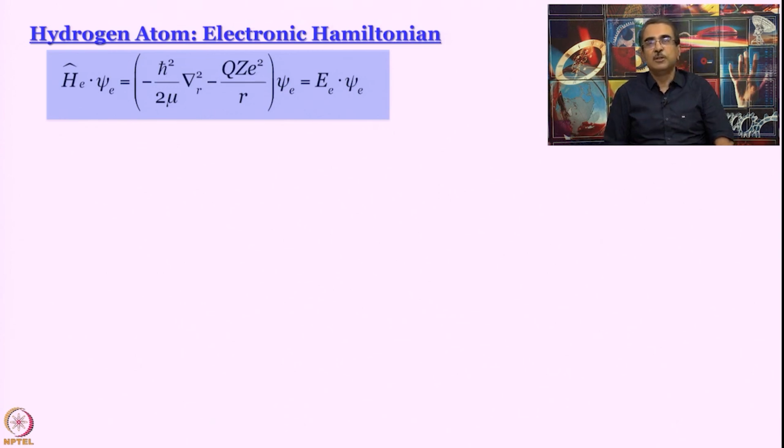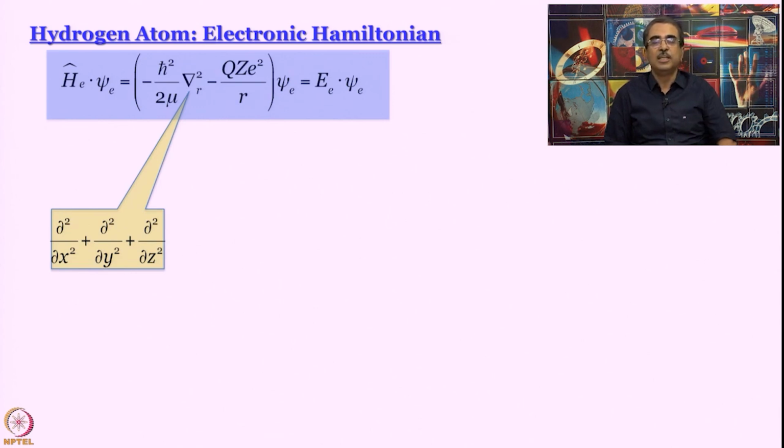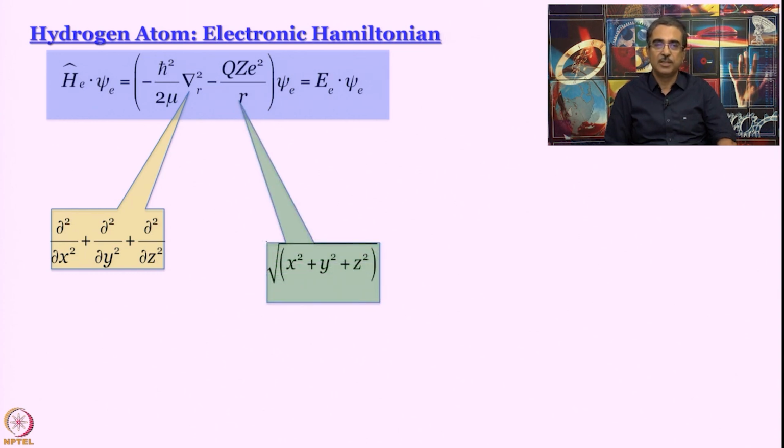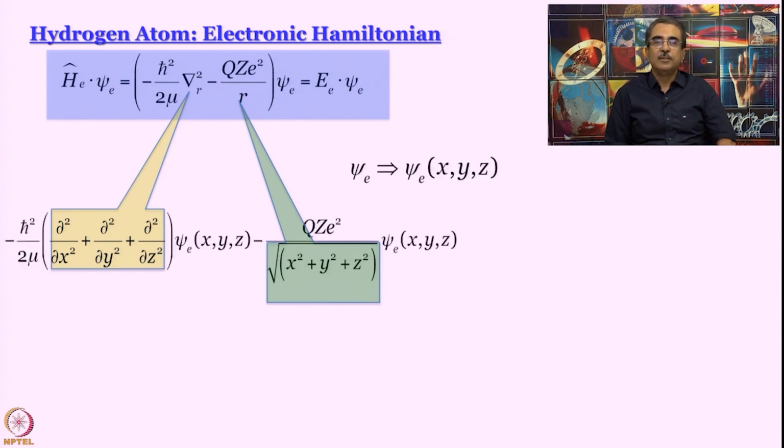Now, this is our Hamiltonian, and in fact this is our Schrodinger equation. Del r square as you know is del 2 del x2 plus del 2 del y2 plus del 2 del z2, and r as we have said already is the square root of x square plus y square plus z square. So, if you want you can write it out, and this is going to be your Schrodinger equation in terms of x, y and z.